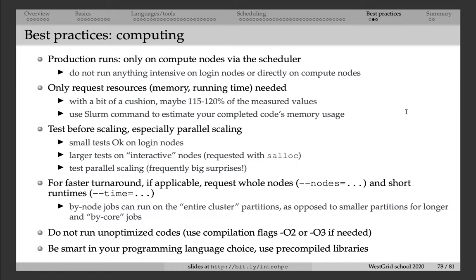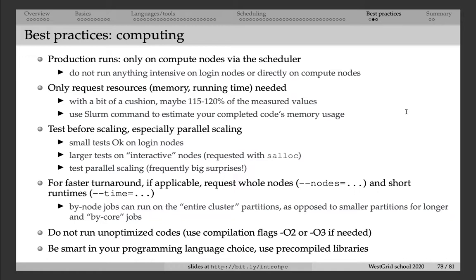Only request resources that you think you might need. That especially applies to memory and runtime. If you ask for too many resources, then your job will end up waiting a very long time before it can get started. And to find out how much memory you're going to need, please use the Slurm commands, sacct and seff, to find memory usage for a completed job.